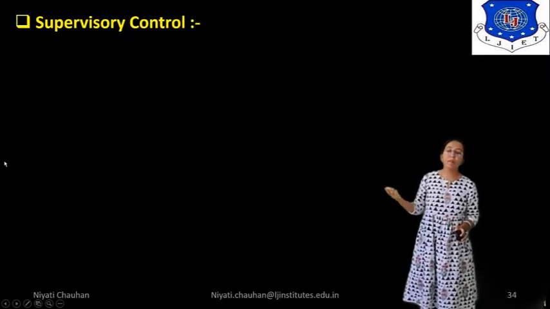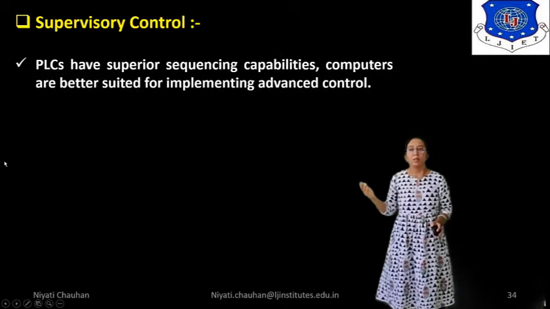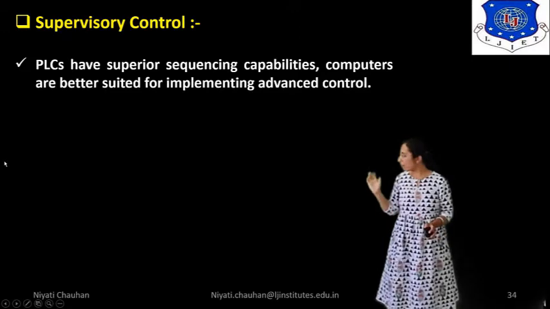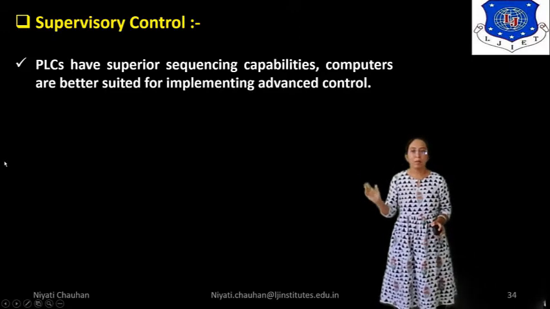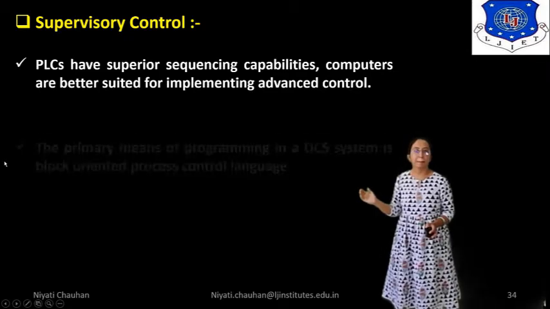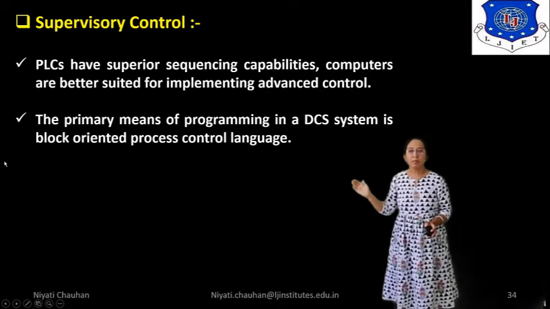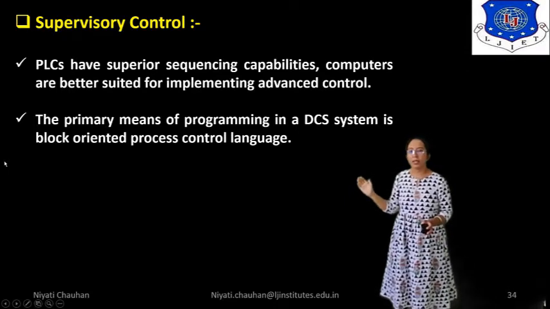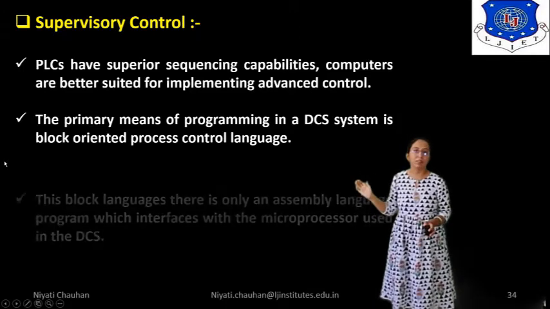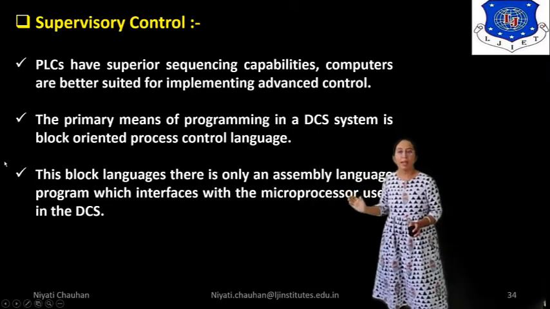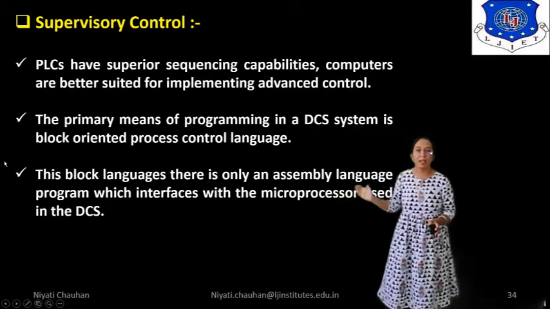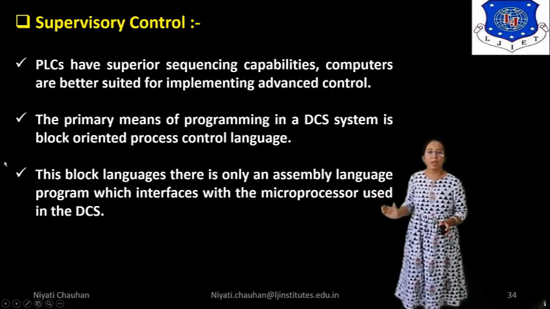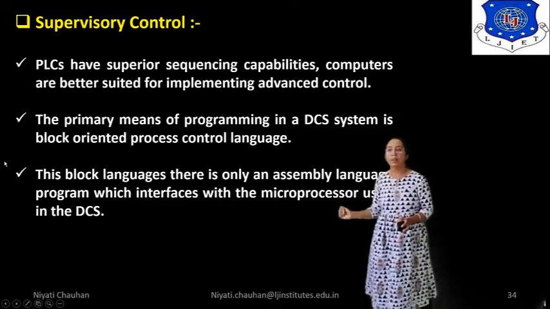Next is supervisory control. PLCs have superior sequencing capabilities. Computers are better suited for implementing advanced control. The primary means of programming in a DCS system is block-oriented process control language. In these block languages, there is only an assembly language program which interfaces with the microprocessor used in the DCS.